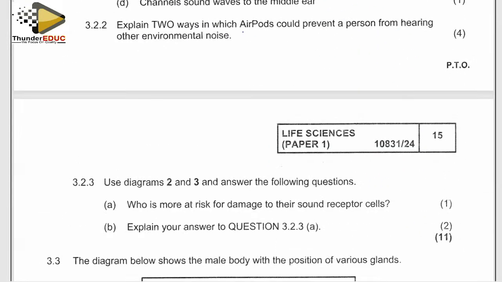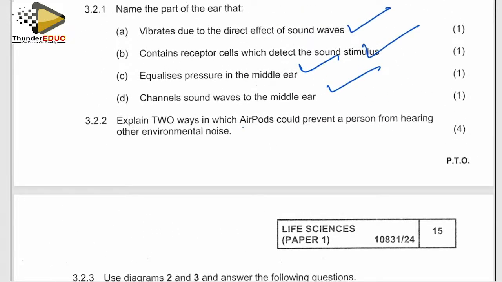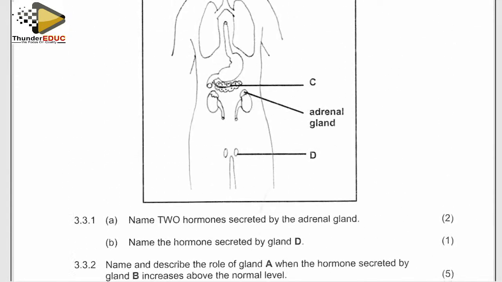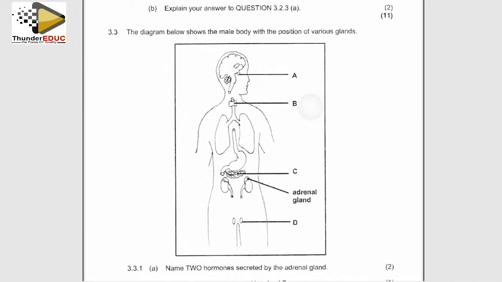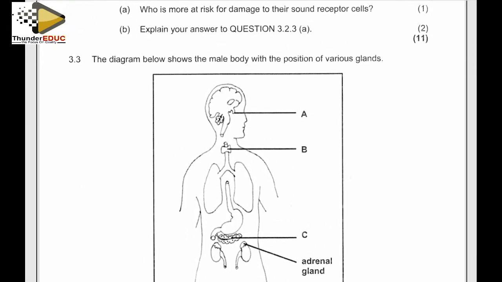Then we go to the next question. They're saying explain 2 ways in which the earbud prevents the person from hearing. So we are done with that. Question 3.3. I told you what to do when it came to this. Yes, I told you very well. We say that is the pituitary gland.